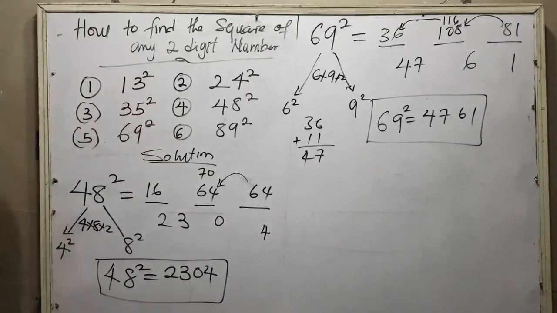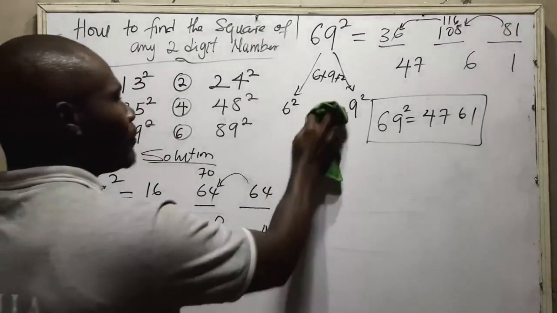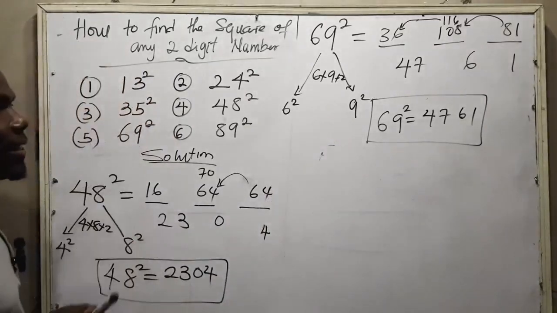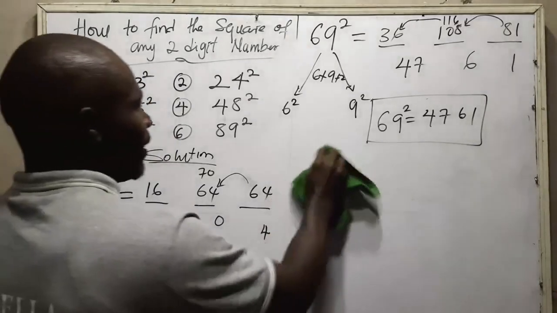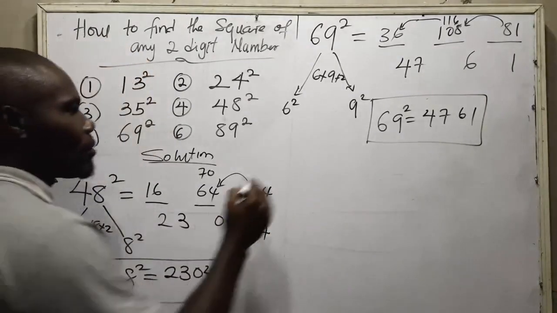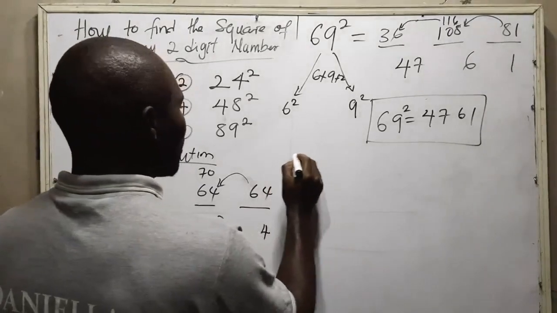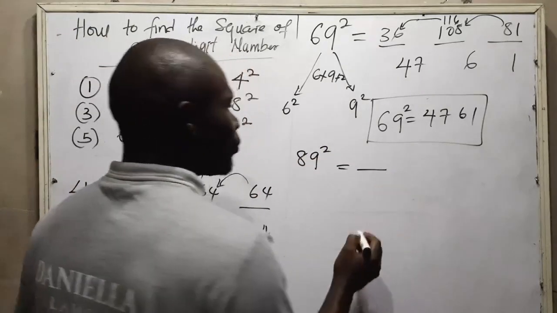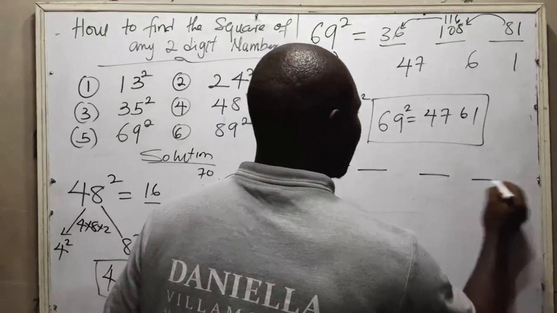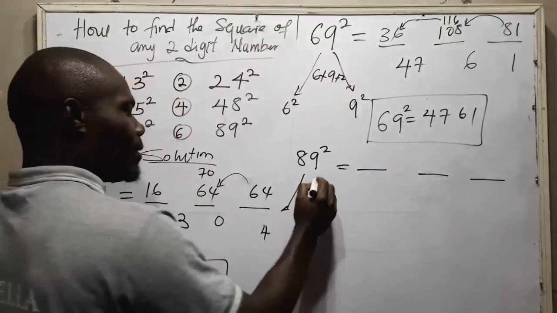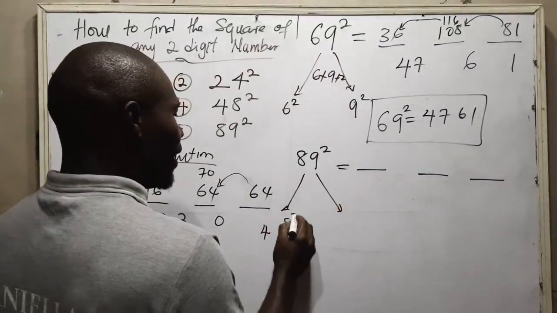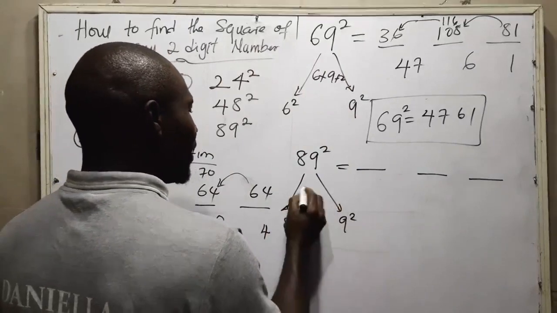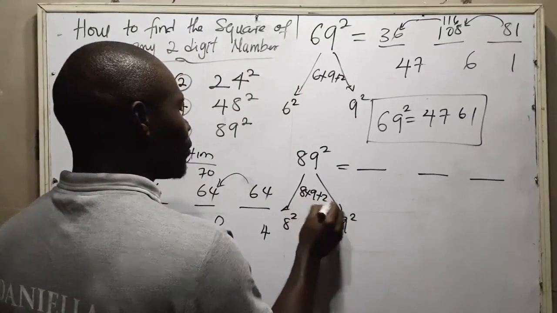So let's find the value for 89, which is the last question. So 89 squared is equal to, you split it into 3 again. So this is 8 squared, 9 squared, 8 times 9 times 2.